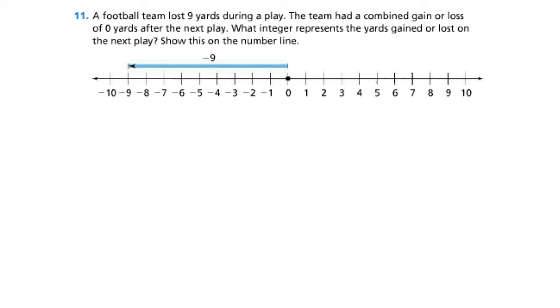If the team started at 0 and lost 9 yards, they are now at -9. But our goal, we're told, is that they are now at 0. So we are going to move to the right 9 places. So the integer to represent this is +9. They gained 9 yards.